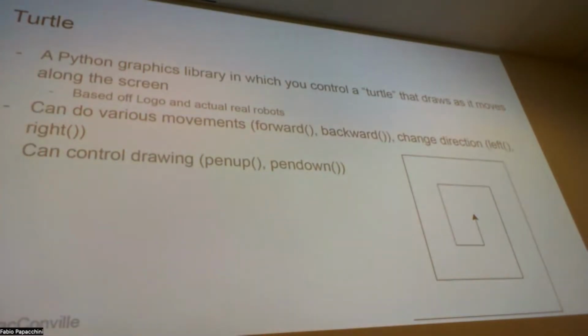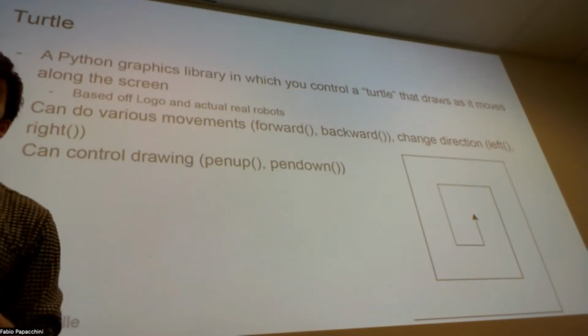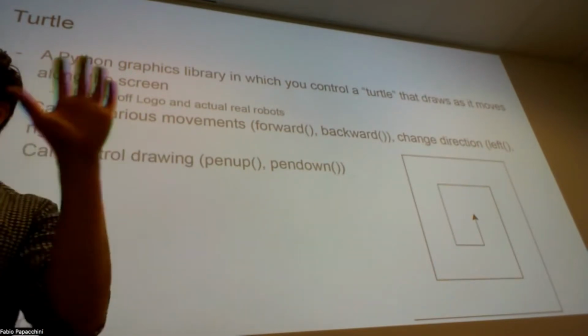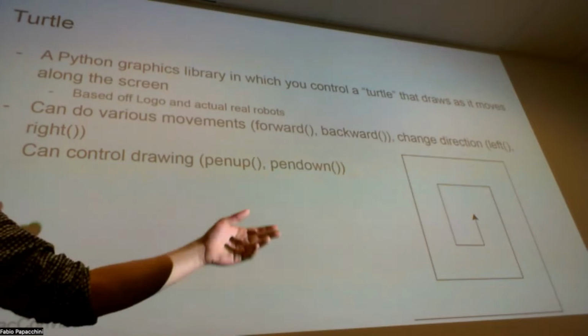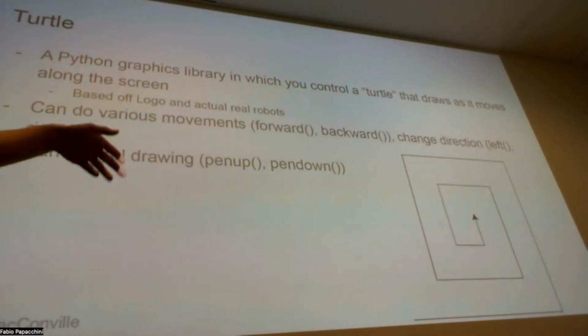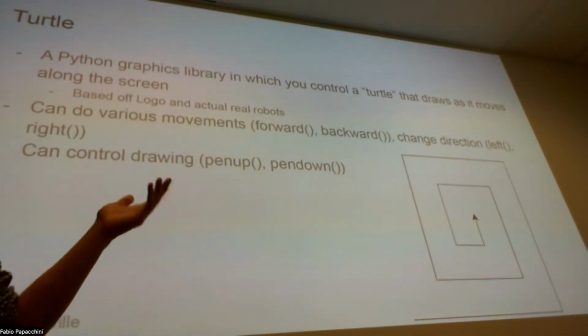It can do various movements: forward, backward, it can change direction, left, right, and you can control the drawing. These are the principal things it does. Pen up, pen down. If the pen is down, it's leaving a trace, it's leaving this diagram. You can see here a little turtle in action. If the pen is up, it's not drawing.